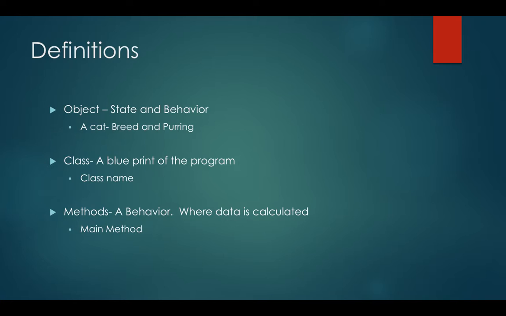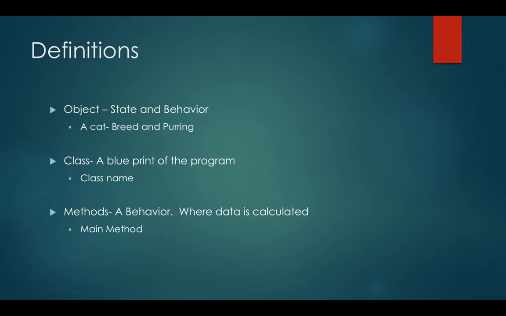We have an object, which has a state and behavior, and an example of that would be a cat. It has a color, a name, a breed, but it also has a behavior like meowing or purring. A class is similar to a blueprint, and it best describes behaviors and states of an object of its type. And remember, type is the primitive data type. So we have an integer, a double, a boolean, and we've gone over those in previous slides. An example of a class would be our class name at the top of each program.